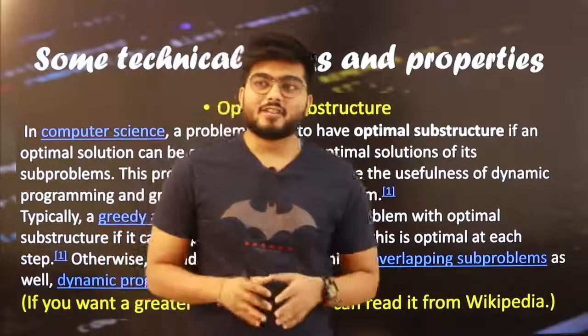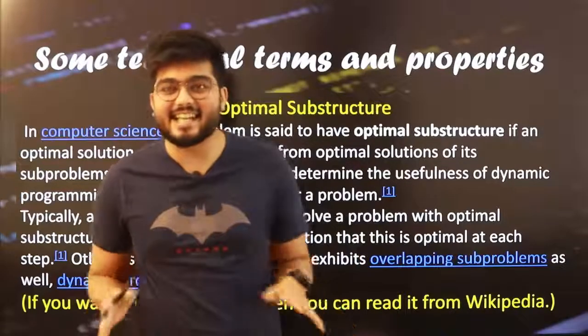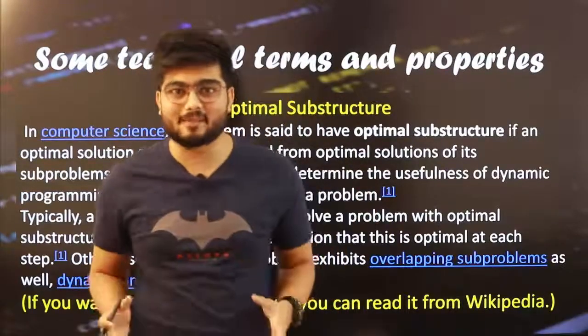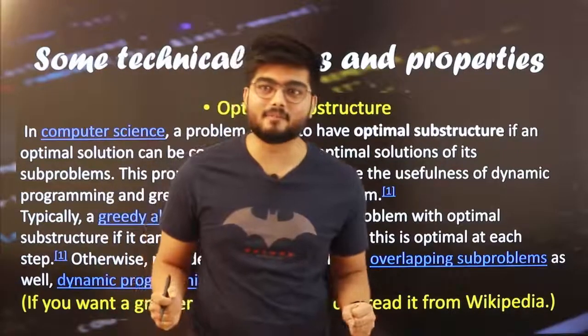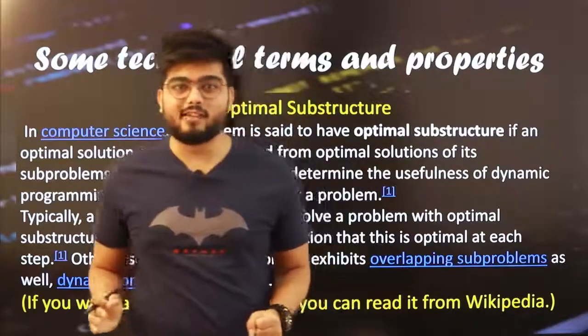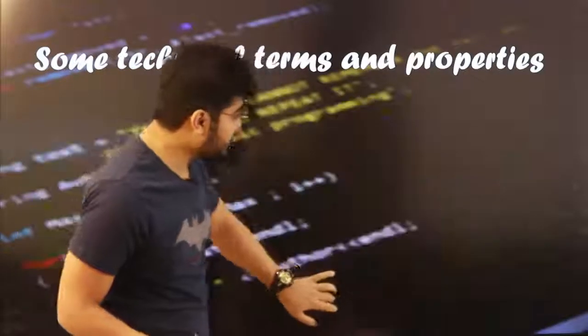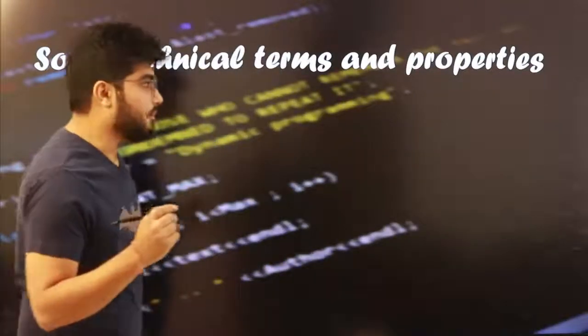Okay, so usually what happens is, even I used to get confused, there is a lot of confusion: what is optimal substructure, what is overlapping subproblem. So without wasting your time, I'll directly take an example to make things clear for you. So let's take an example.